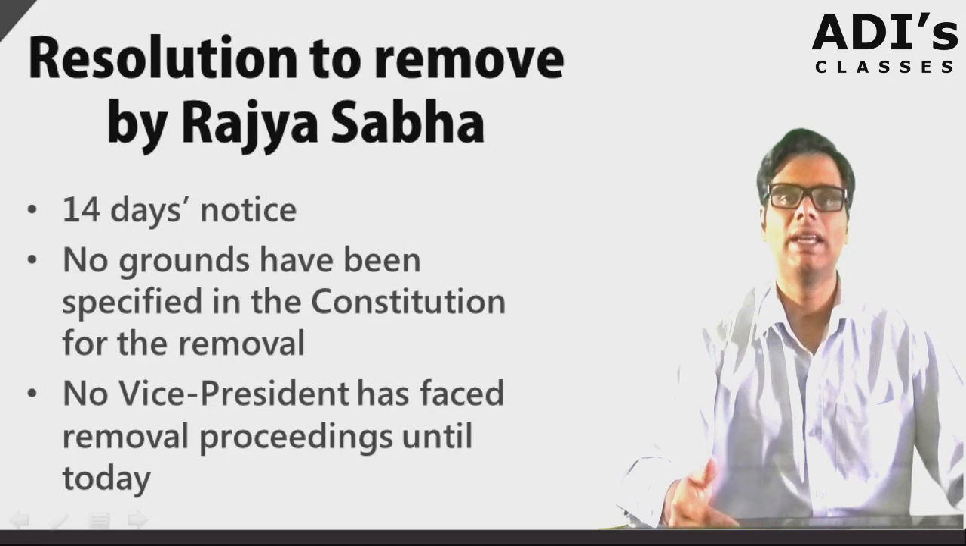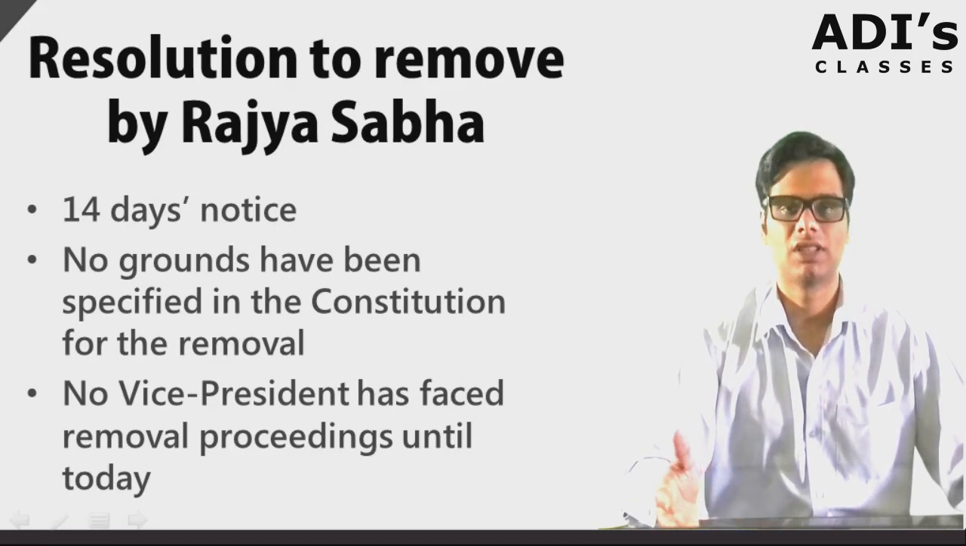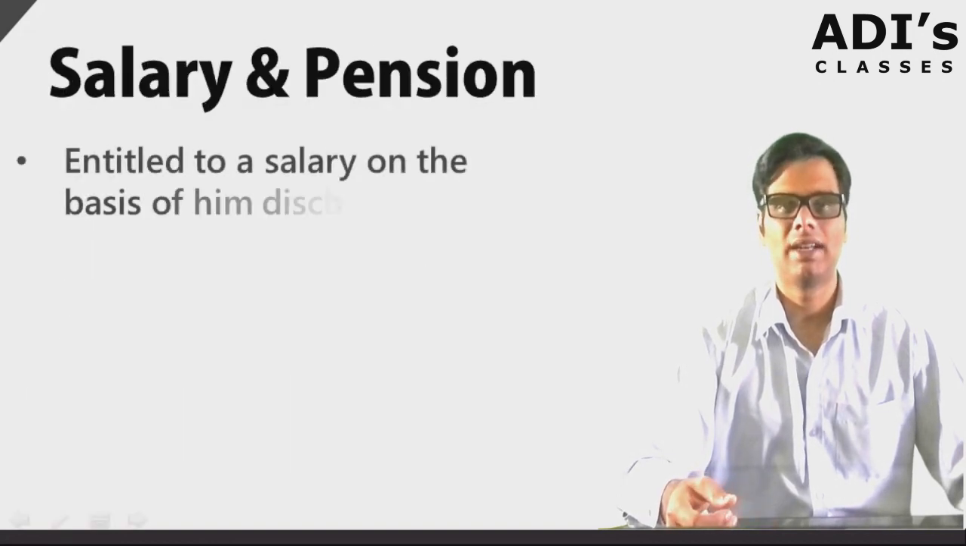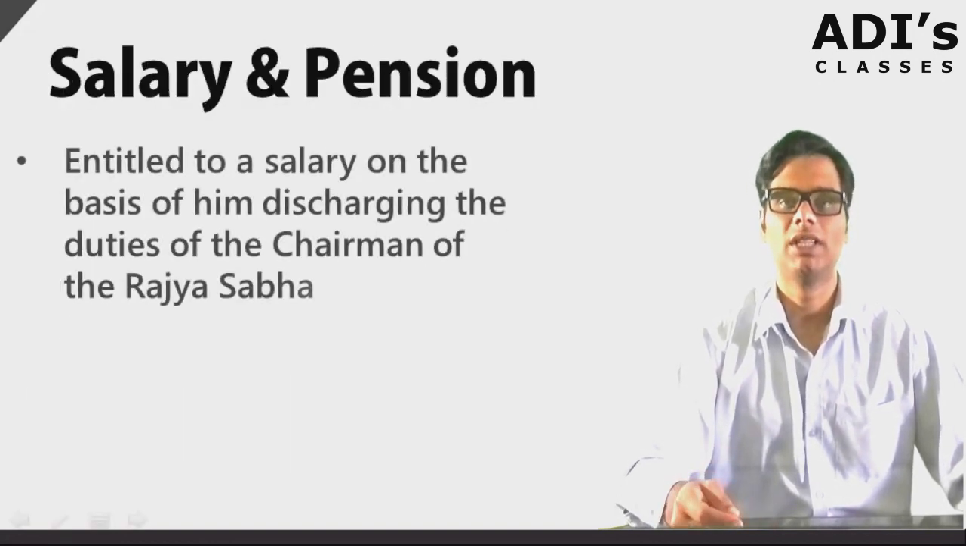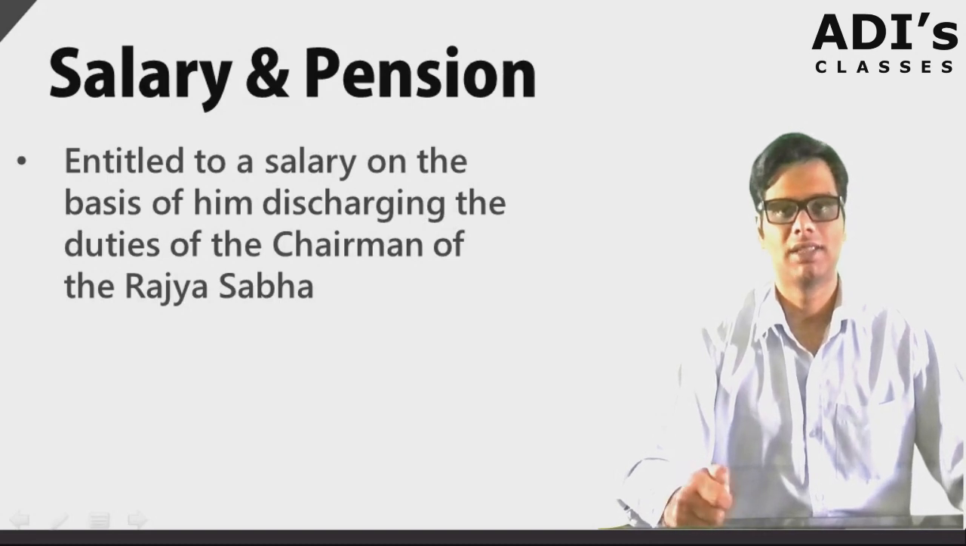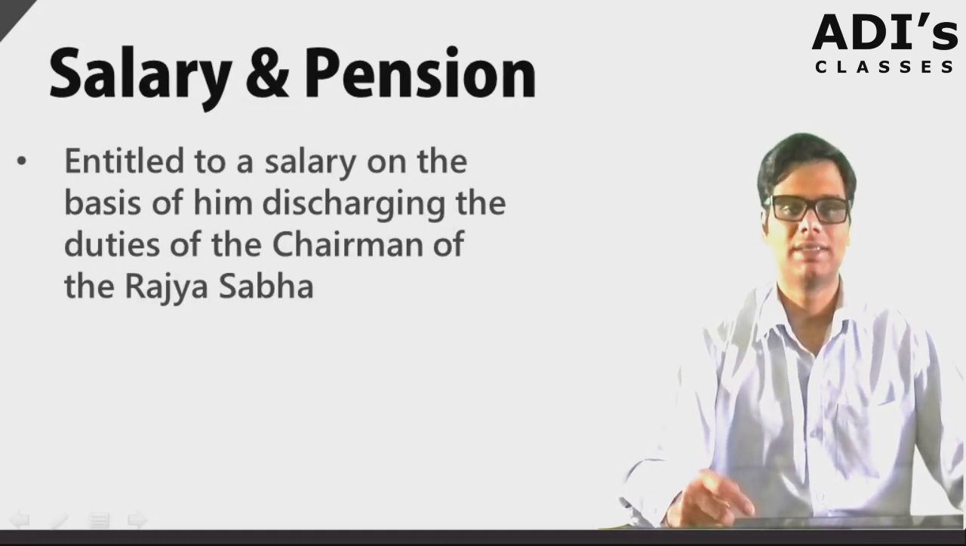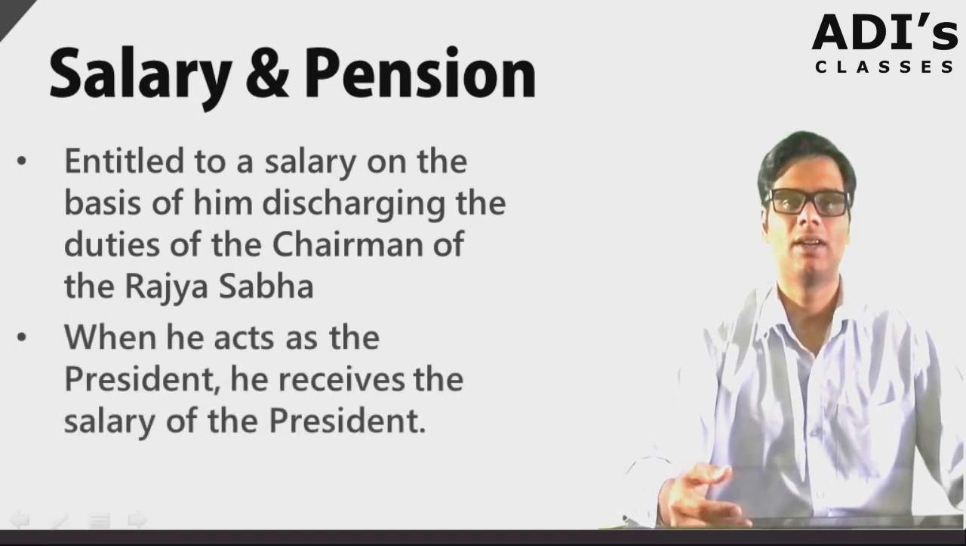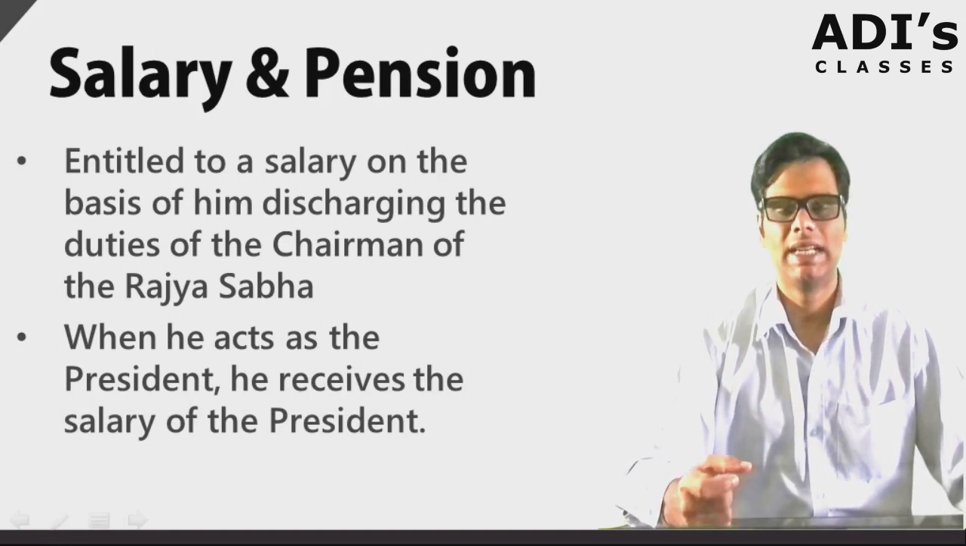We will also quickly go through the salary and pensions etc. of the Vice President. The Vice President is entitled to a salary on the basis of him discharging the duties of the chairman of the Rajya Sabha. That is the basis for his salary, that is for discharging the duties as the chairman of the Rajya Sabha. He has a salary and as of 2017 it was 1,25,000 and he is entitled to daily allowances, furnished residences, medical, travel and other facilities in dignity with his office.